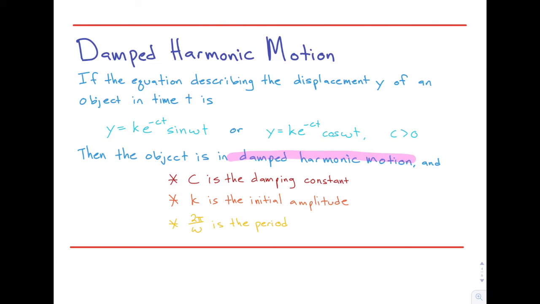And c is the damping constant. This is usually given to us. We could also find it depending on the context. k is the initial amplitude, and 2 pi over omega is the period.